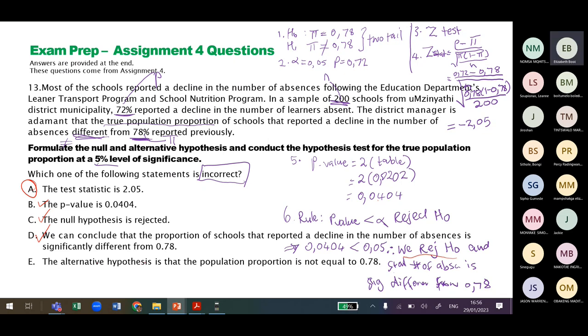The alternative hypothesis is that the proportion is not equal to 0.78. The alternative of that is correct. So it means you have used all 6 steps of hypothesis testing to answer this question. And that's why it is very, very important to know all your steps of hypothesis testing. And on that note, it is 3:05. It concludes our session for today. And that's how we conclude the session.